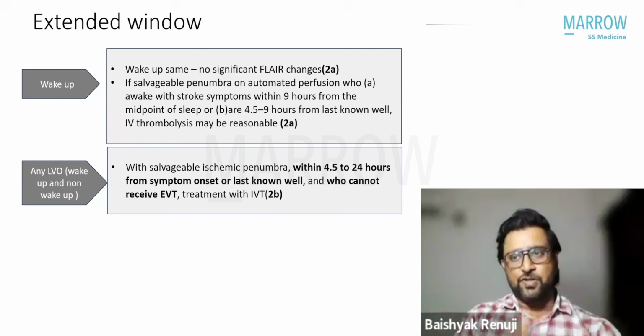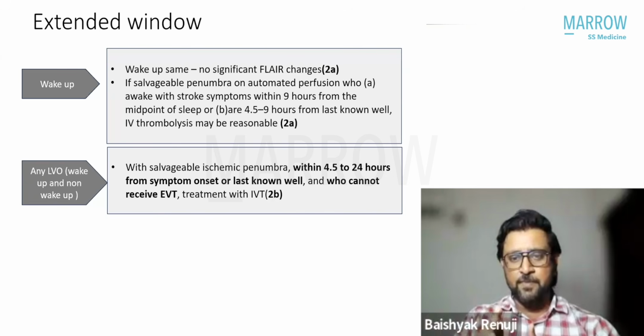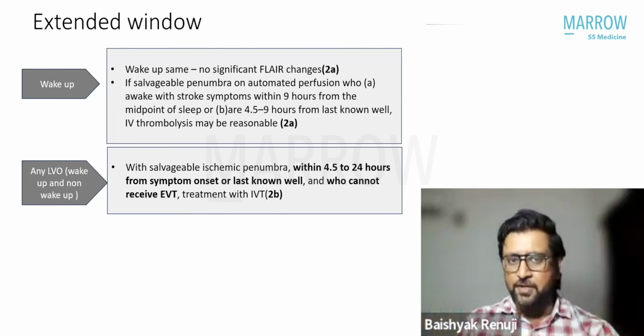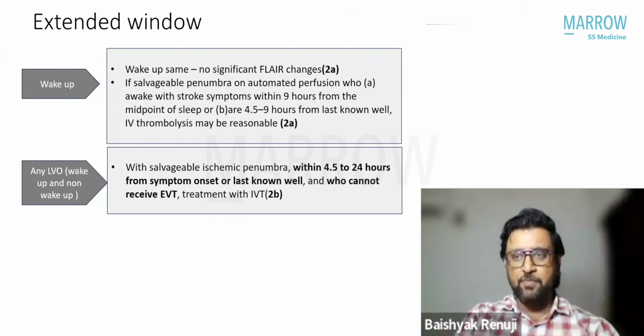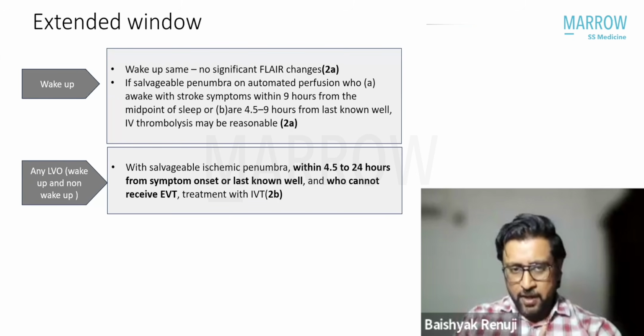Basically, you have two scenarios of extended window: one with wake-up and second with non-wake-up. In wake-up, it is very clear. If the patient comes less than 4.5 hours from wake-up, you use MRI diffusion-FLAIR mismatch and you lyse the patient. That is one scenario, very clear. Second scenario, again wake-up: the patient came to you after 4.5 hours from wake-up. Then you have to go with perfusion imaging to see salvageable tissue, and you can offer lysis. Those are the first two scenarios. Clear?